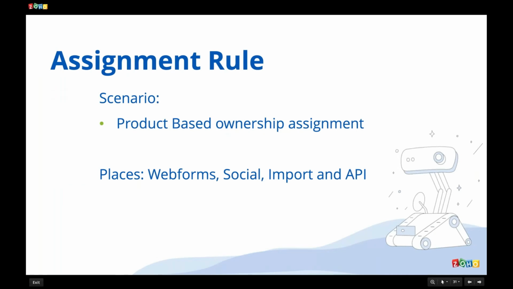So not only in the web forms, from the social, if you want to push any leads, whoever is mentioning you, whatever rules you have created, if leads are pushed inside, ownership can be assigned based on this rule. And via import, while you are importing, there will be an option to choose the rule, and API, of course. On the API part, you need to mention the rule ID, and based upon that, that record will be given access to that owner. So that's about the assignment rule.